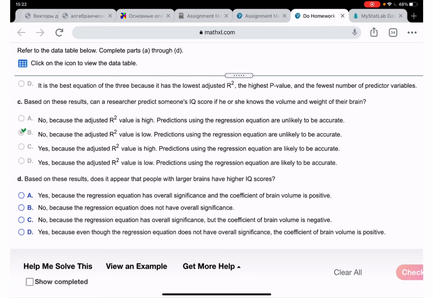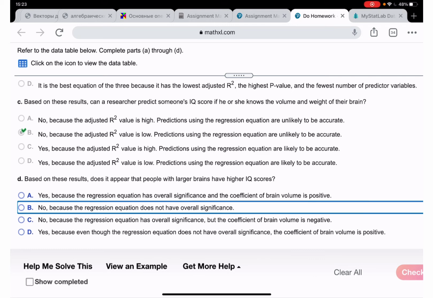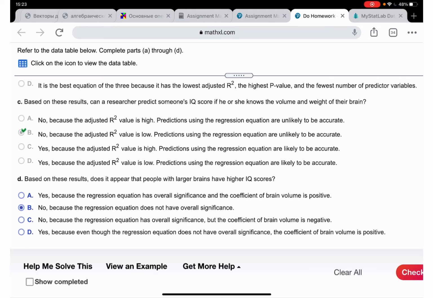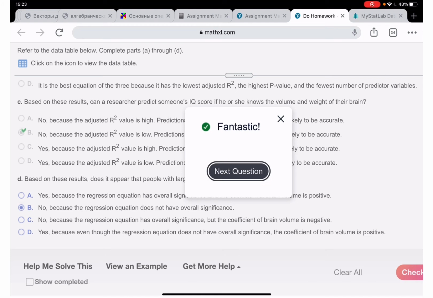Based on the result, does it appear that people with larger brains have higher IQ score? Definitely not, because the regression equation doesn't have significance, so we can figure out if it's significant or not. So no, because regression does not have overall significance. There we go, here it is. Moving to question number 8.